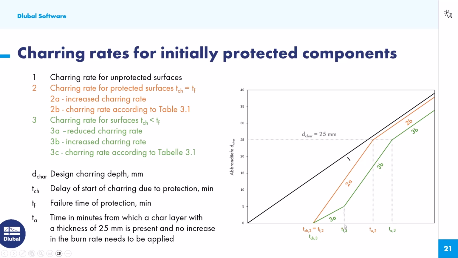Yeah, and after the protection is gone, we will have some increased charring rate again. You see here we have this 25 millimeters limit, and after this 25 millimeters, the normal charring rate will continue. Yeah, and that's the time TA, and this T is actually the time in minutes from which a char layer with a thickness of 25 millimeters is present, and no increase in the burn rate needs to be applied anymore.